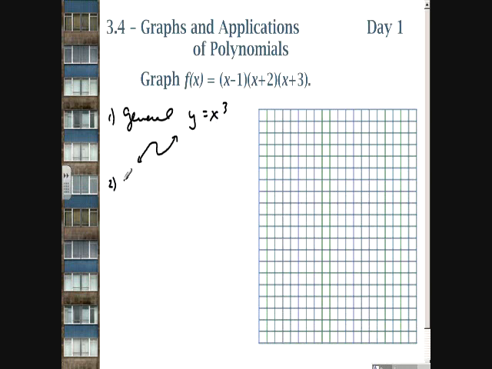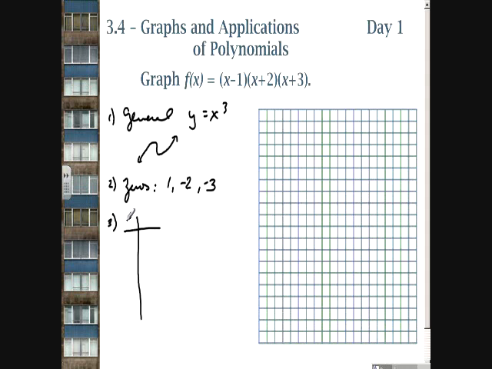Step 2, your zeros. Since it's in factored form, they're pretty easy to find. You're just going to pull them off here. You've got 1, and -2 would make that whole function equal to 0, and so would -3. Now, for step 3, you're going to find the points in between. And I'm going to make a little t-chart here.